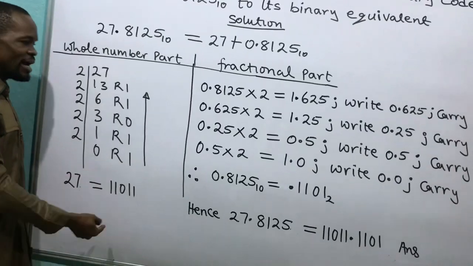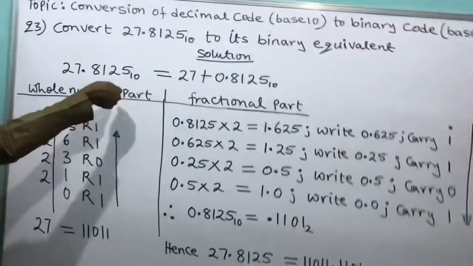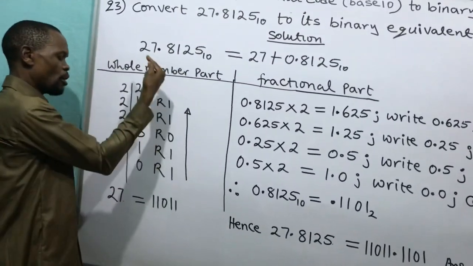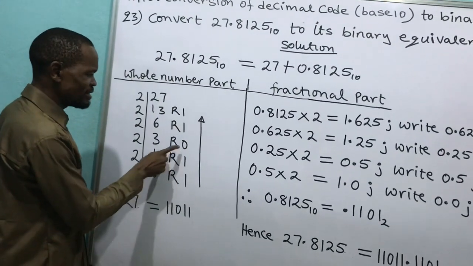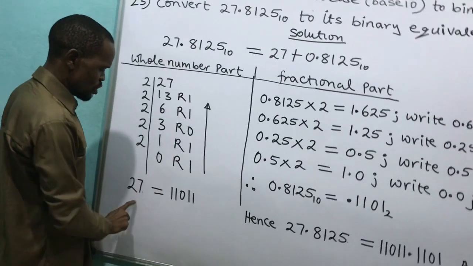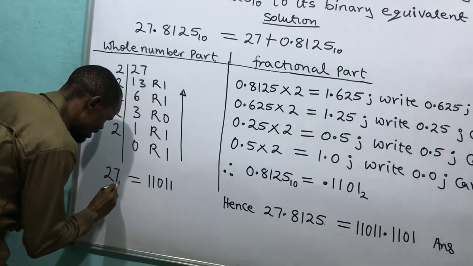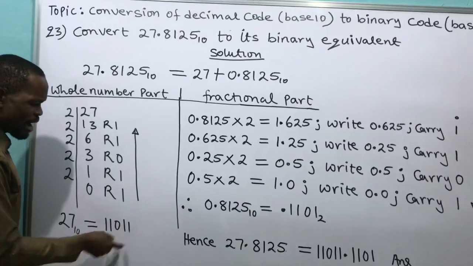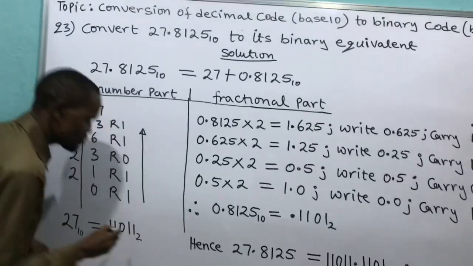remainder 1. Then when I'm taking this, I take it this way, from down to upward. I will have what? 11011 base what? 2. That means my 27 base 10 is equal to 11011 base 2. That's it.